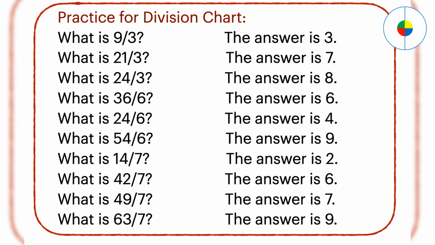What is 24 over 3? You divide 24 by 2, it becomes 12, then divide 12 by 2, it becomes 6, then divide 6 by 2, it's 3. So 24 over 3 is 2 times 2 times 2, which is 8.